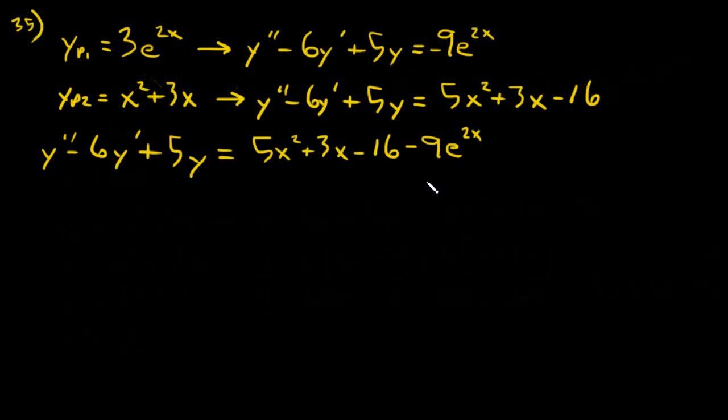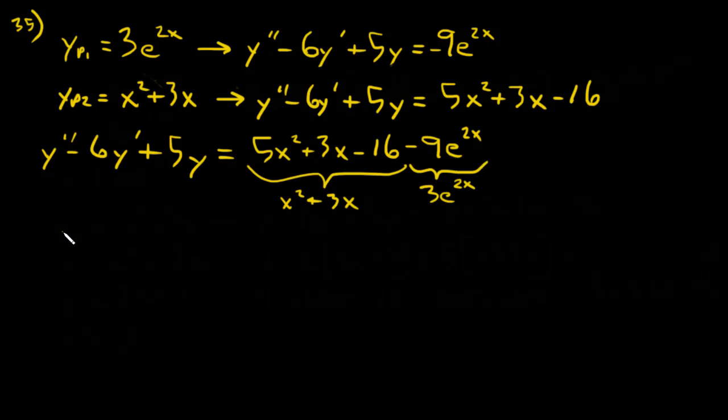Well, that particular solution, this part is the particular solution, it is this particular solution. So this is x squared plus 3x. And this part is this particular solution up here, which is 3e to the 2x. Okay? So this non-homogeneous part right here is this piece plus this piece.